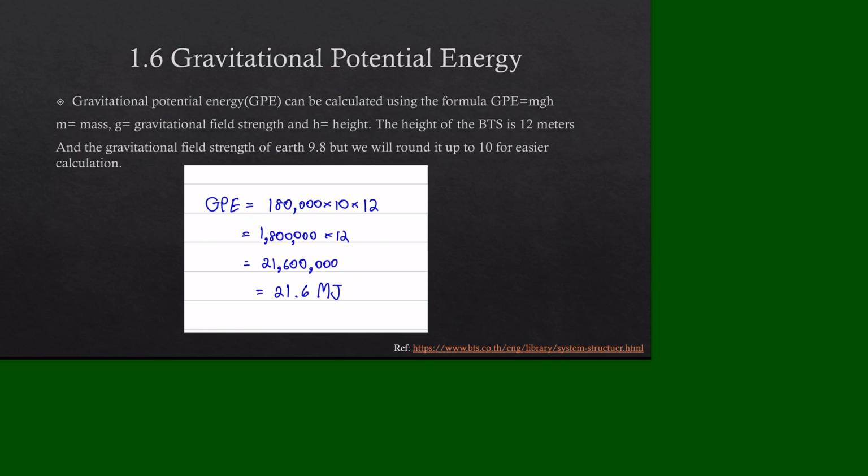The gravitational field strength of Earth is 9.8, but we round it up to 10 for easier calculations. In the calculations, GPE equals the mass, which is 180,000, times 10, which is the gravitational field strength, times 12, which equals 1,800,000 times 12, and the final answer is 21.6 megajoules.